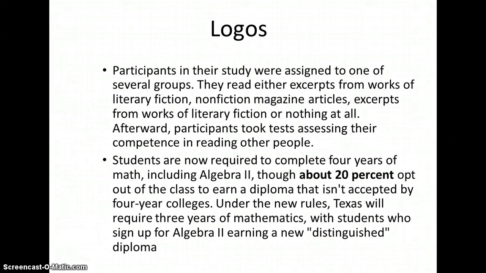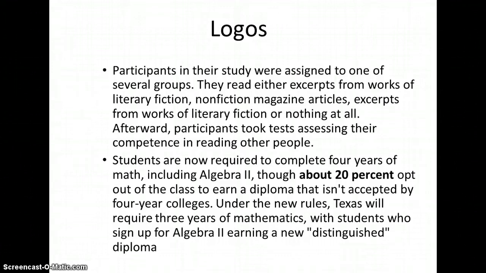Participants in their study were assigned to one of several groups. They read either excerpts from works of literary fiction, nonfiction magazine articles, or nothing at all. Afterward, participants took tests assessing their competence in reading other people. So this is basically describing a study. The describing of the study is a logical thought process. It makes sense to go through this type of thought and this type of study in order to find these outcomes. So that's logical thought process.